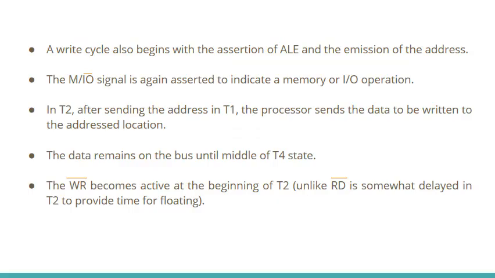Like in the case of the read cycle, the write cycle also begins when the address latch enable signal is asserted. That is, the address latch enable signal will indicate that there is a valid address available on the address bus for a read or write operation to happen. In this case, it is a write operation. And the M/IO bar signal is also used to assert whether it is a memory operation or an IO operation that has to happen.